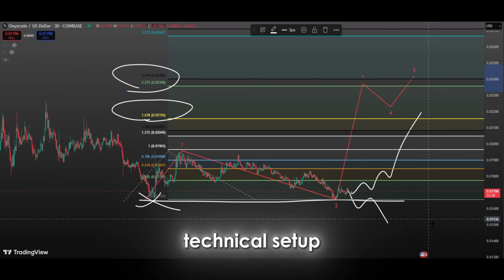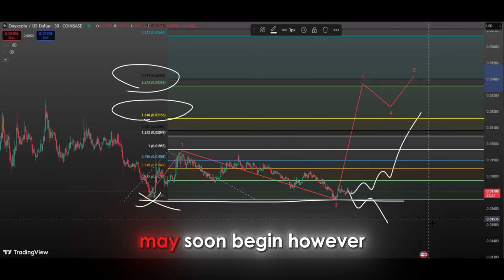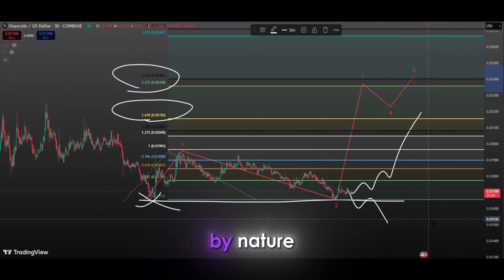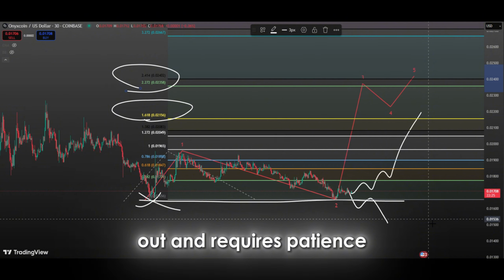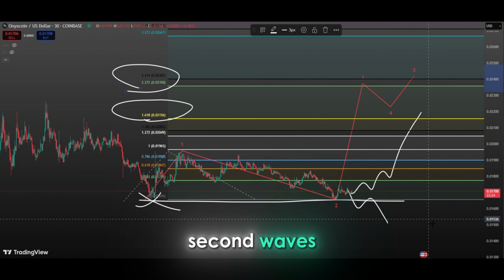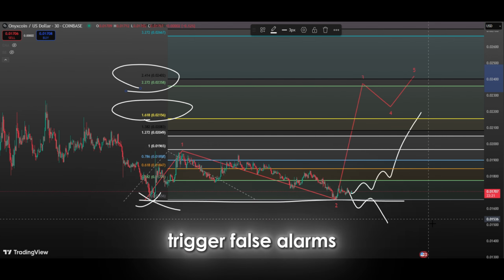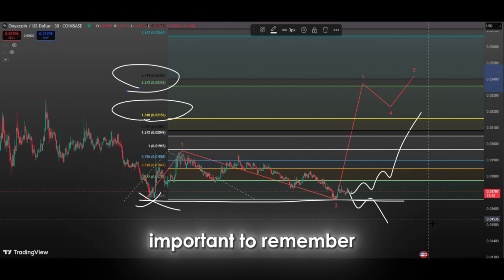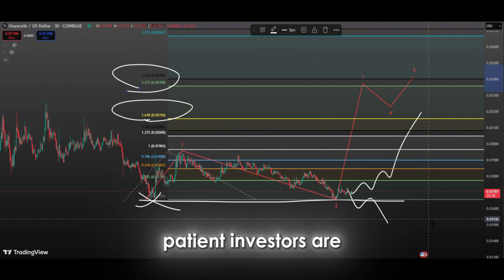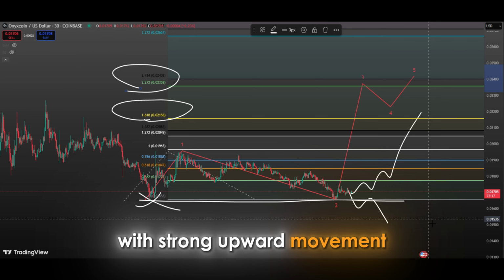Given the current technical setup, the fact that price is still trading above this support level indicates a high likelihood that the third wave may soon begin. However, by nature, the second wave can be drawn out and requires patience. Second waves often create indecision among market participants, shake confidence, and trigger false alarms. But it is important to remember that the third wave, which follows the second, is usually when patient investors are richly rewarded with strong upward movement.